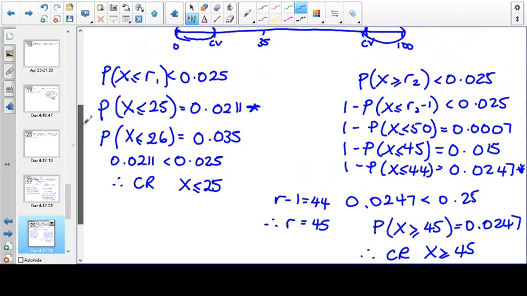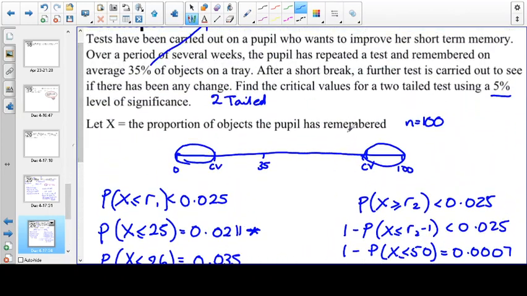So, in the context of the question, the pupil would have to remember 25% or less, or 45% or more, for there to be seen to be a change in her short-term memory. So that's what that means.